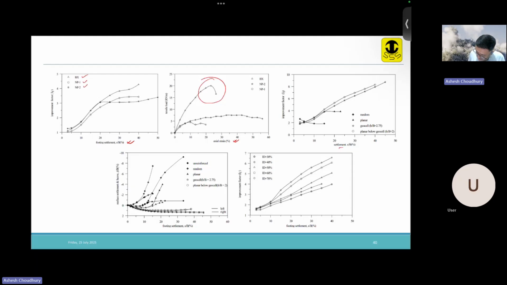And this is the settlement versus improvement factor. You can see all this, settlement versus surface settlement and heave, settlement versus improvement also. Here I_D is nothing but the relative density of the sand, the relative density of the soil they are building and doing the experiment with, with different types of geosynthetic. That is also shown.